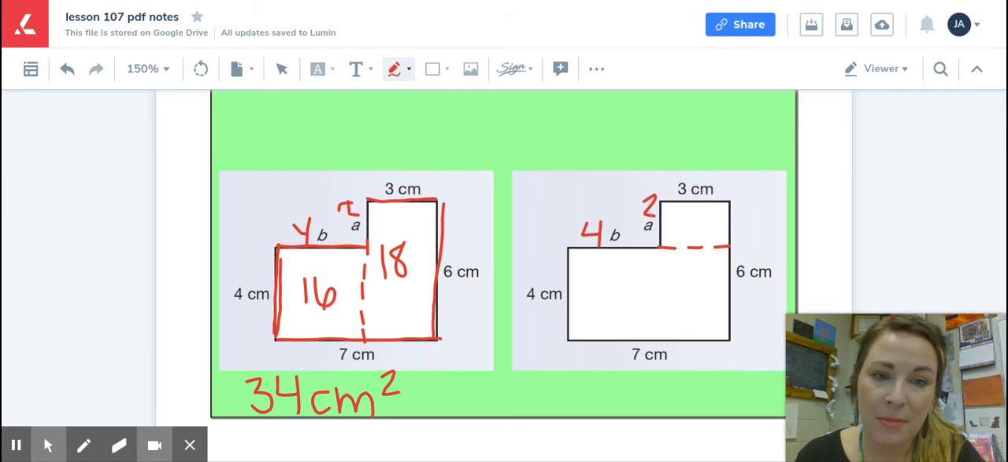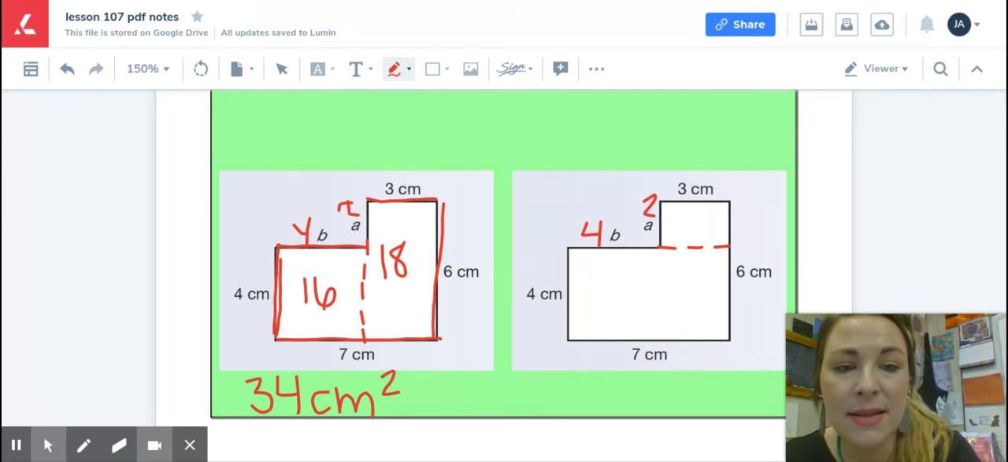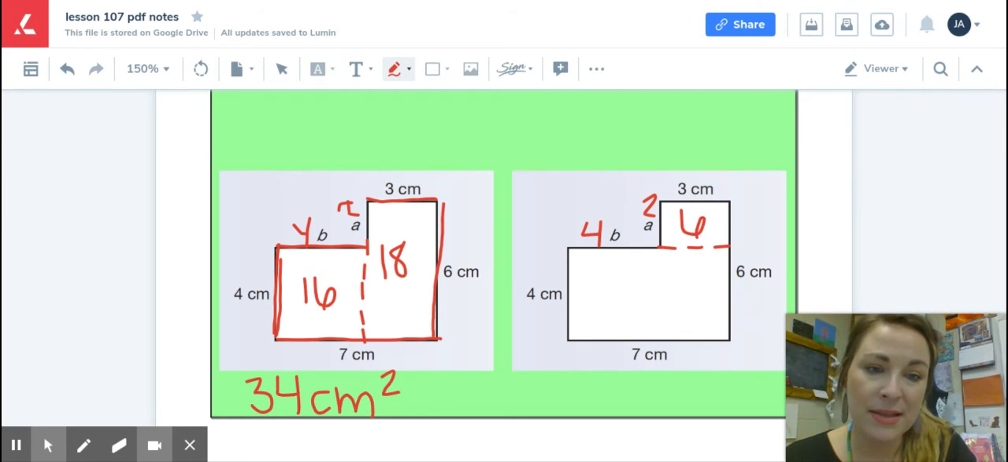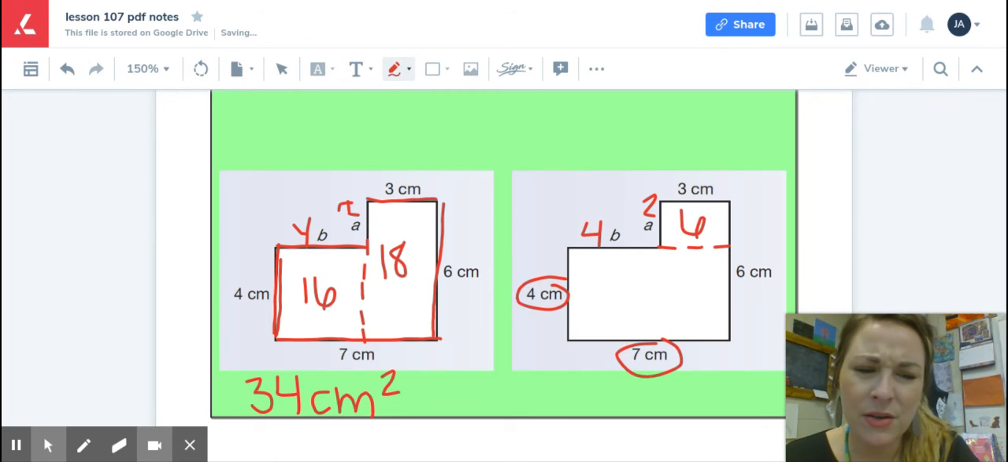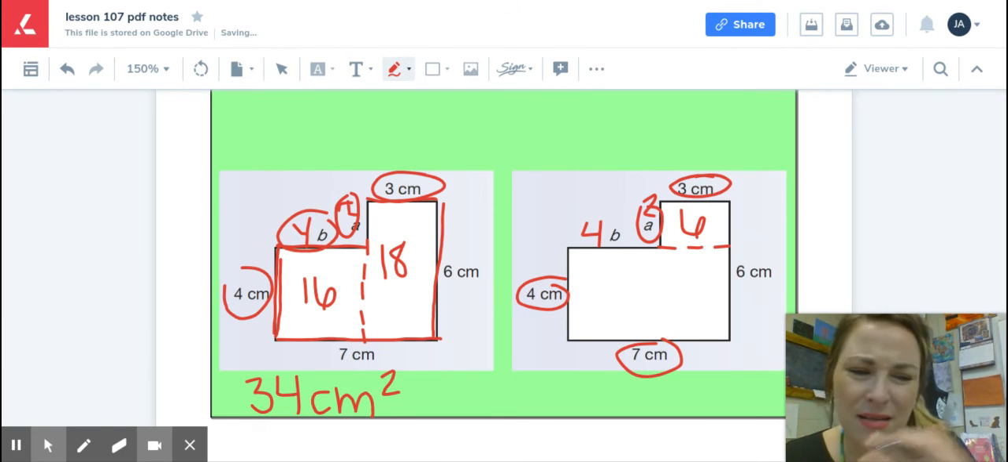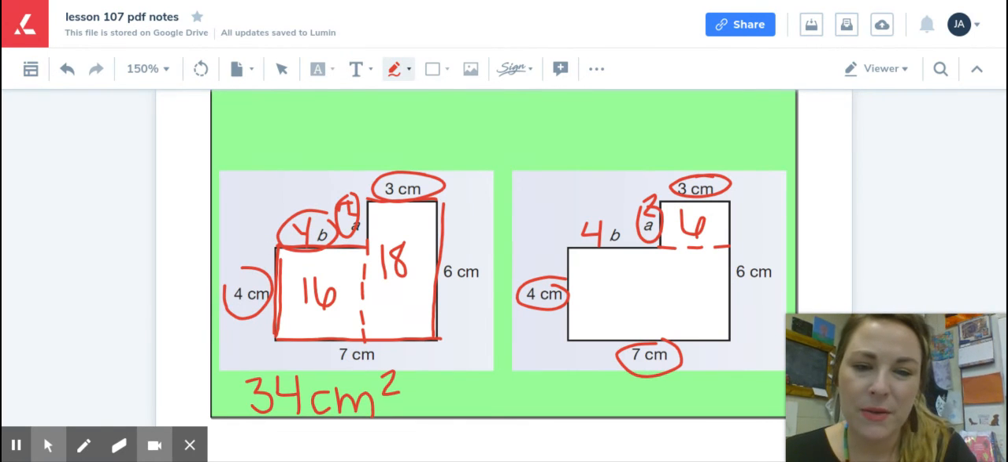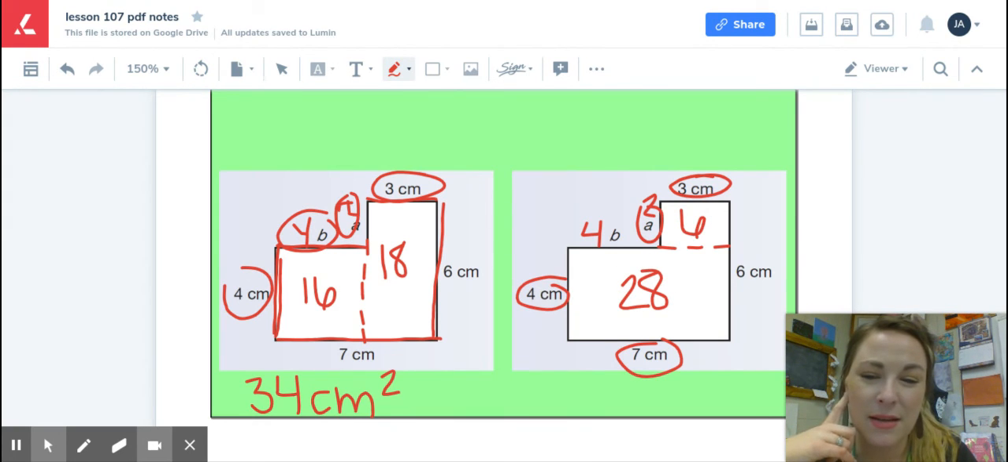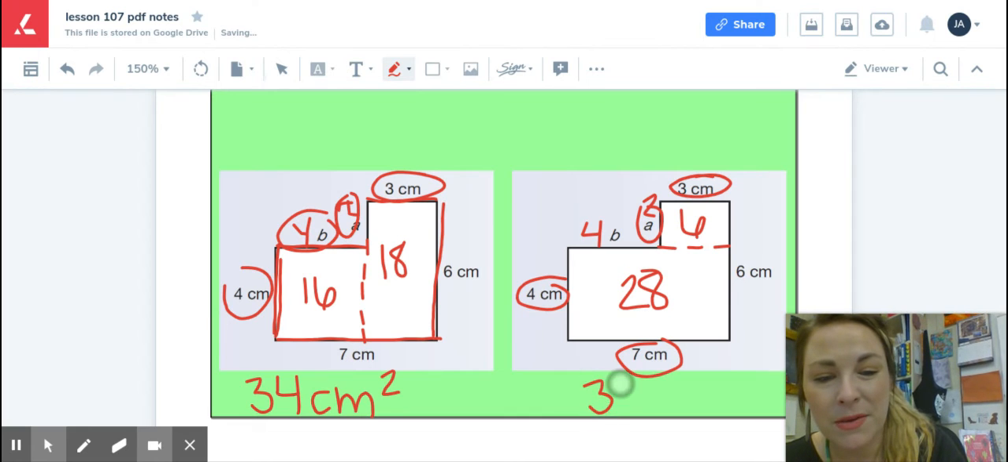So now on top, I have 2 times 3, and that's 6. And the base down here, I have 7 times 4. You see why I'm using the numbers I am? Base times height. Again, here I have a base and a height, a base and a height. Okay, so 7 times 4 is 28. So now I have 28 plus 6 brings me to 34. Good, my math was right.